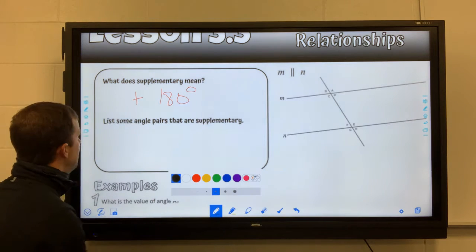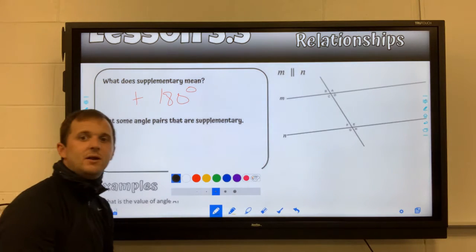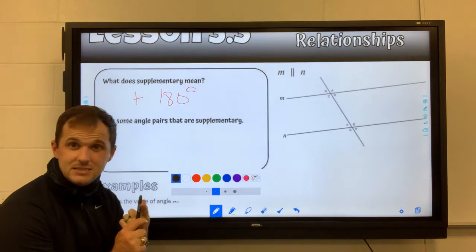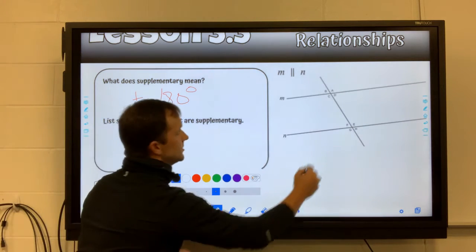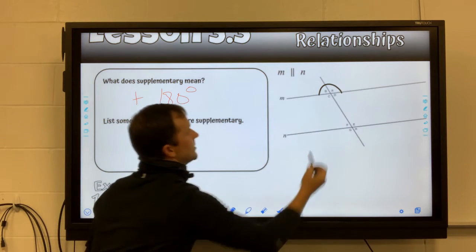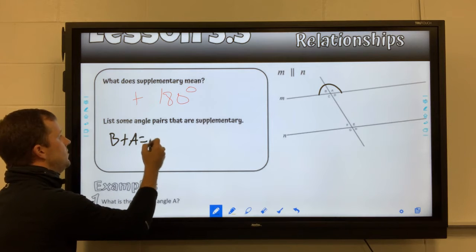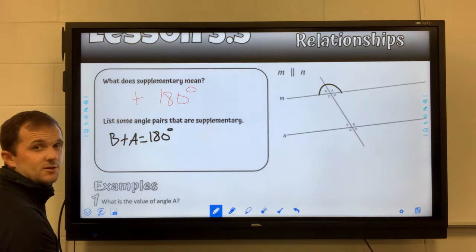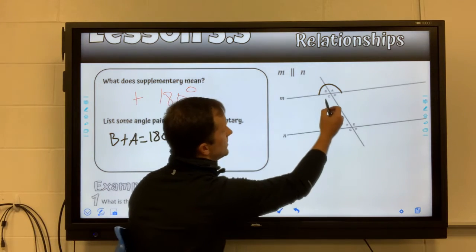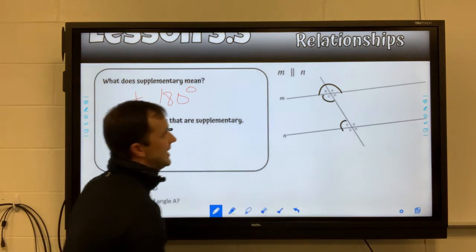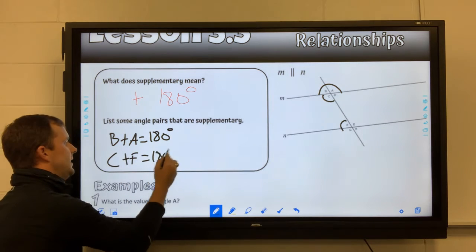Right now in my example here, it says list some angle pairs that are supplementary. So I know supplementary angles are going to be same side angles, and also linear pairs are going to be supplementary to each other. So right now, B and A here are going to form a straight line, so B plus A is going to equal 180 degrees. That means they're supplementary, okay? Same side interior angles. So C and F are same side interior, so C plus F is going to add up to 180 degrees.